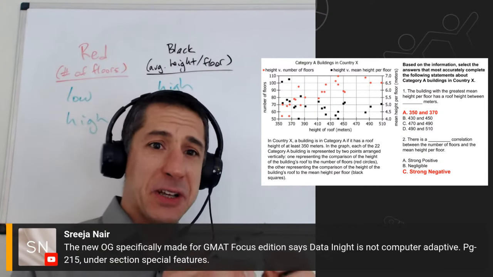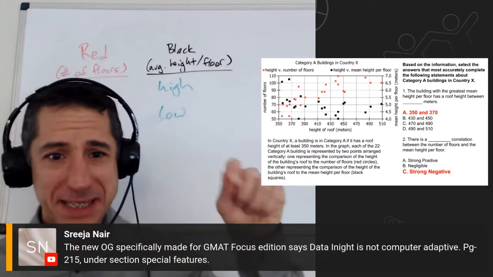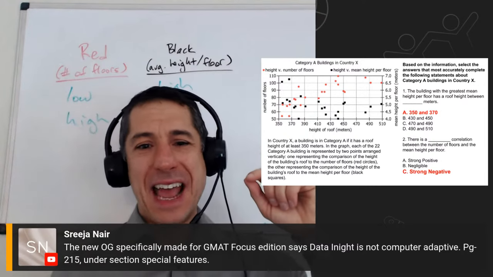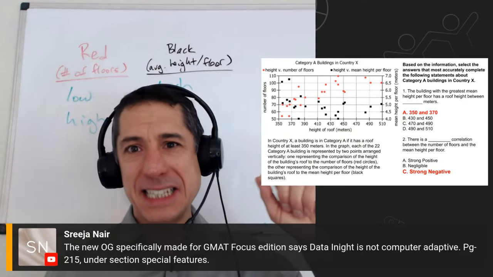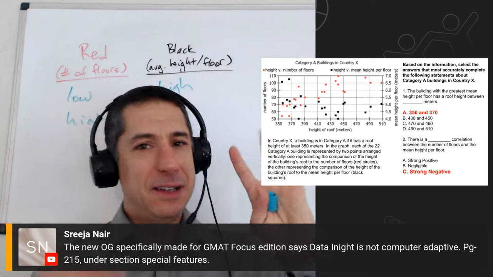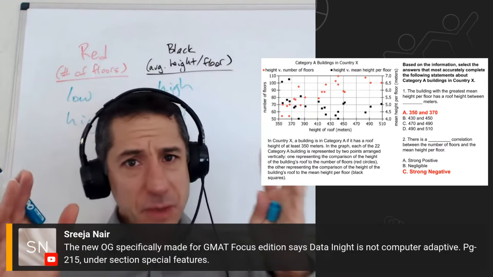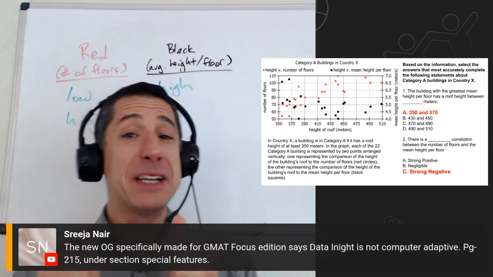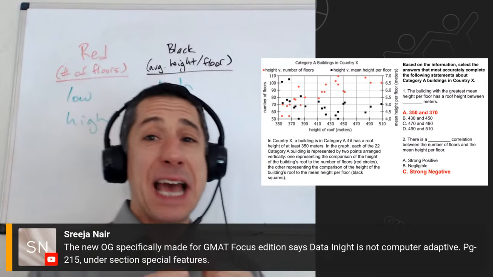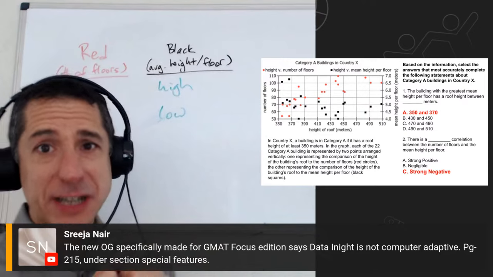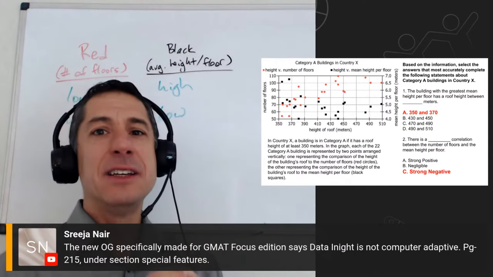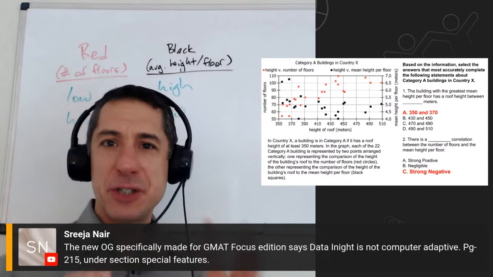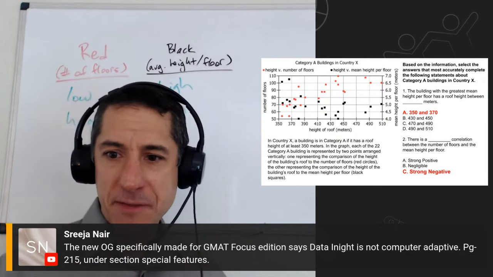And in the online materials, they say, hey, we made a mistake on 215. Data Insights is computer adaptive. I don't know why they made that typo. Stuff happens, they're human. So what they published in that official guide is wrong, everybody. It is adaptive, and GMAC has published that correction publicly. So everything's adaptive on the new GMAT, the new GMAT Focus.